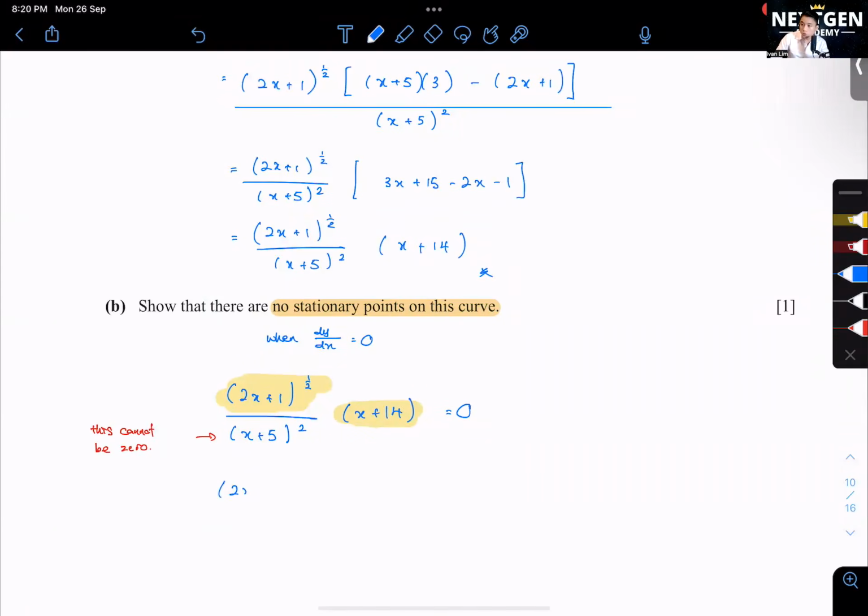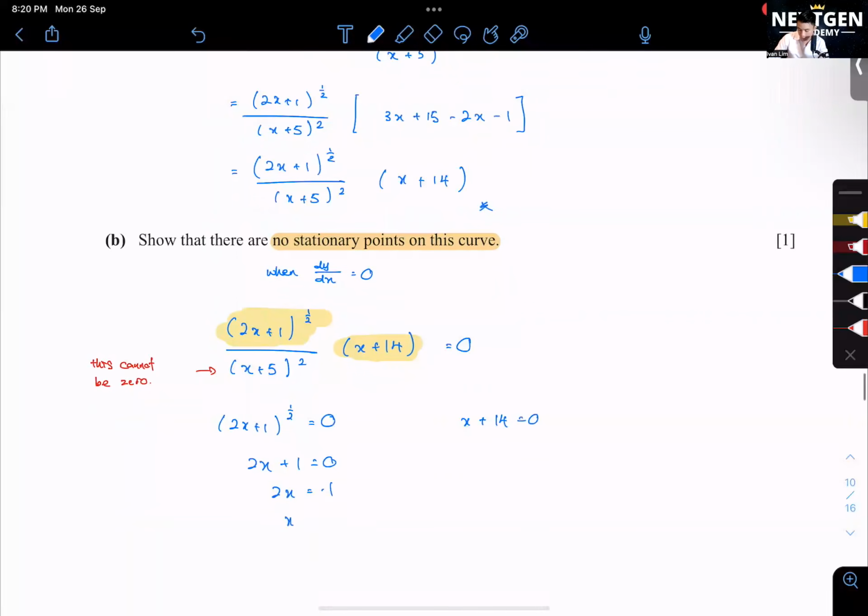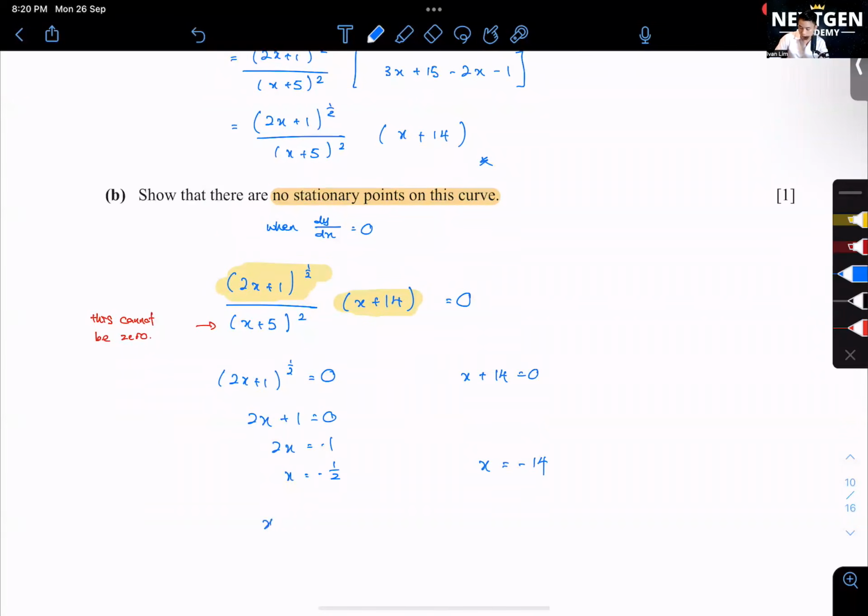Okay, so 2x plus 1 to the power of 1 over 2 equals to 0, and then x plus 14 equals to 0. Sometimes they might ask you to find the stationary point. Then for this one, you can just put 2x plus 1 equals to 0, 2x equals to -1, x equals to -1 over 2. And here x equals to -14. All right, they say x is more than or equals to 0, right? Therefore, both solutions are invalid.